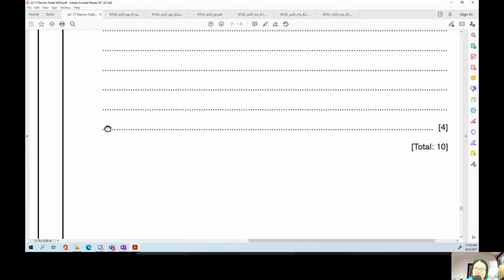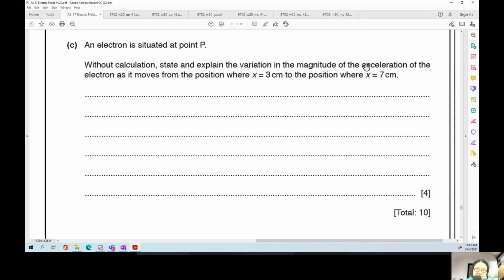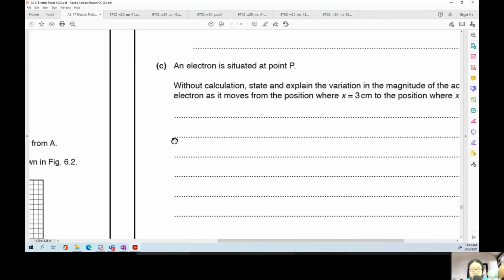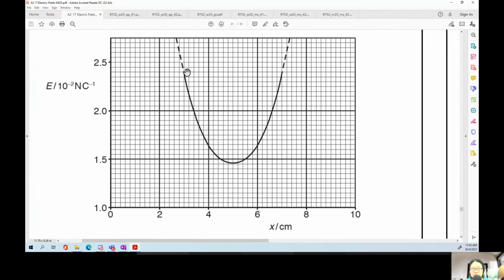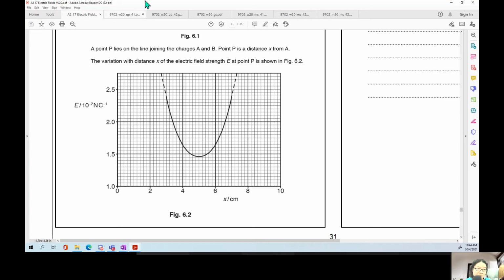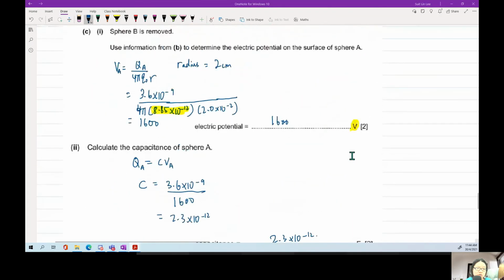Okay. Then finally, what else do they ask you to explain? Magnitude of acceleration. If you want to find acceleration, you will think about force. If you want to think about force, you will think about field. And this graph will give you information about the field. So the field decreases to a minimum point and then increases. It is always positive, so it's always the same direction. Force decreases to a minimum at 5 and then increases. Acceleration decreases to a minimum at 5 and then increases. So this is not the hardest form because you don't have to think about energy. So go try this one.